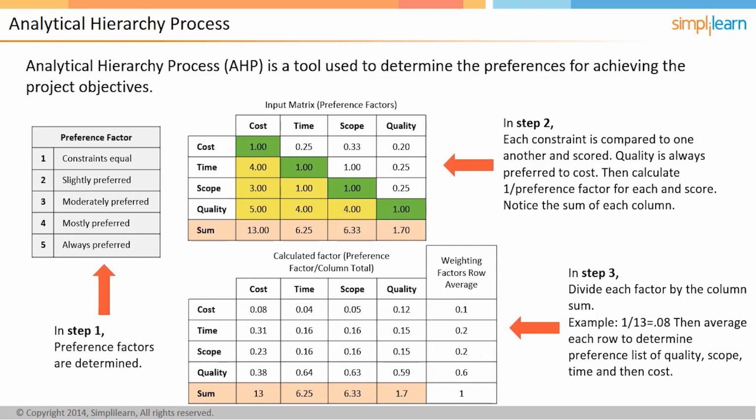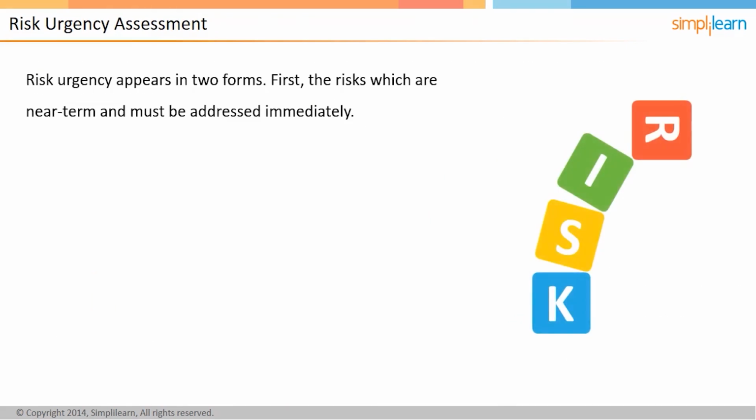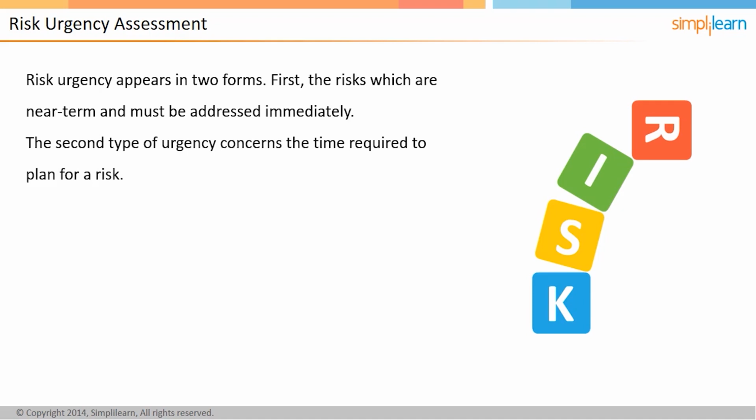Let us look at the risk urgency assessment in the next screen. You must determine the urgency of each risk as you analyze them. Risk urgency appears in two forms. First, the risks which are near-term must be addressed immediately. This means your focus must be on whatever can impact the project and should be addressed now. The second type of urgency concerns the time required to plan for a risk. If it takes 18 months to develop a sound plan, then you may need to start immediately.